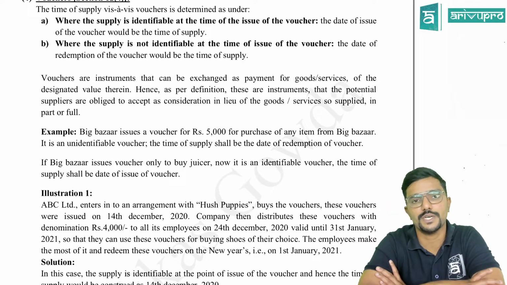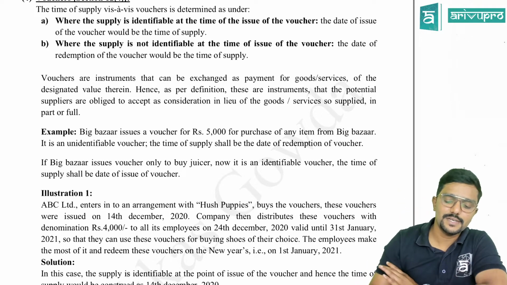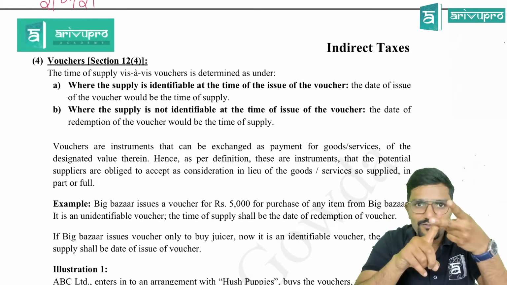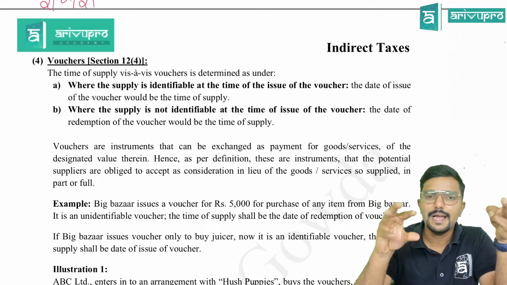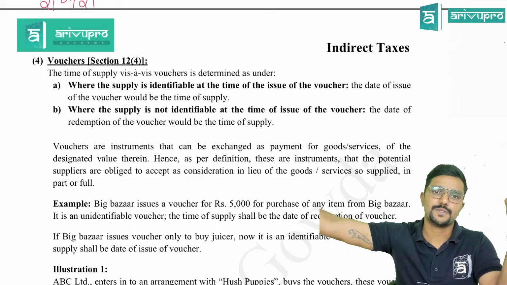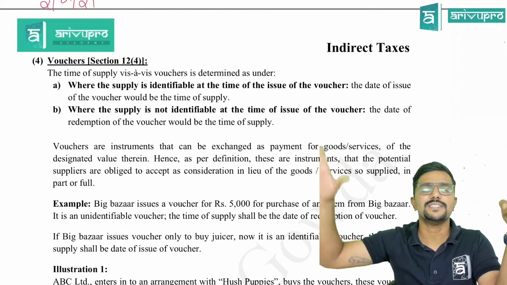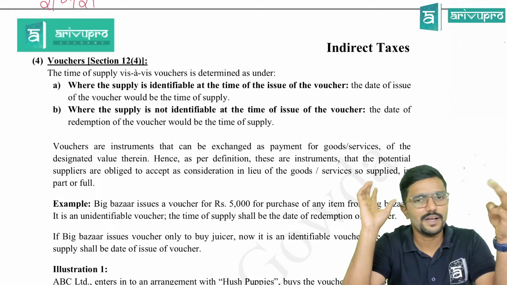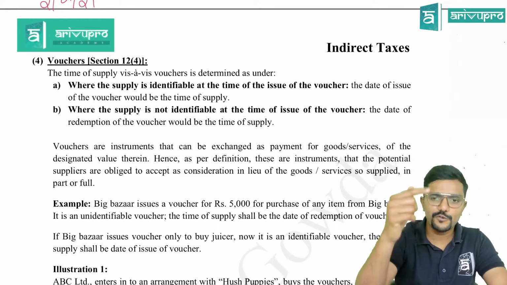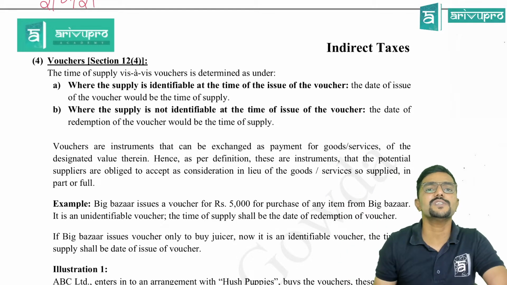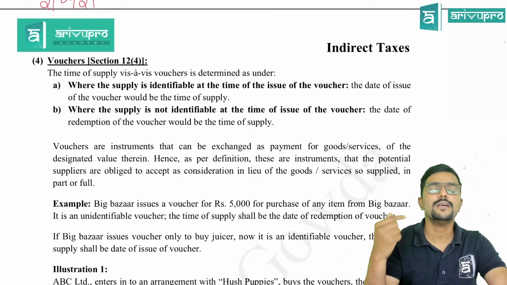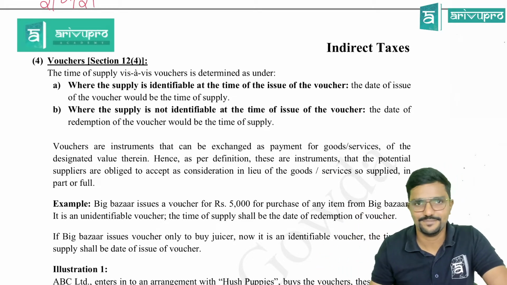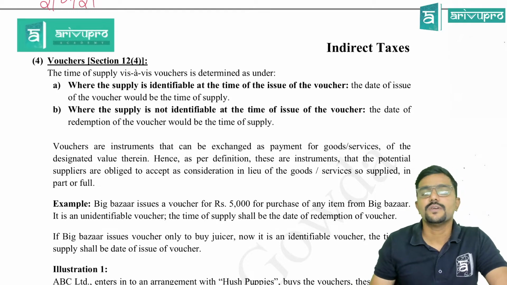In case of this voucher, what is the time of supply? It is given in section 12.4. Guys, please be very careful. Whatever we cover in 12.4, 12.5, 12.6 for goods is given for services under sections 13.4, 13.5, 13.6. Copy paste, not even a single line change. So if you learn it here properly, you need not learn again under section 13. Clear? Yes.